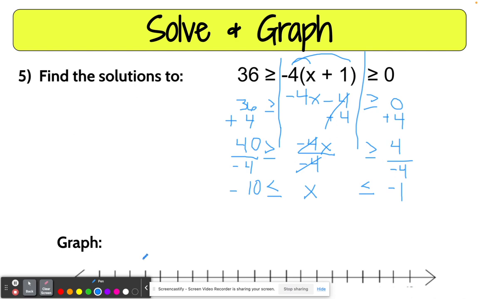So at -10, I'll put that about here, -10, I will have a closed circle. Get near the bottom of my screen, unfortunately. At -1, that's 9, 8, 7, 6, 5, 4, 3, 2, 1. -1, I will have a closed circle also. And it's going to be greater than or equal to -10, less than or equal to -1. It's going to be all of this in here.